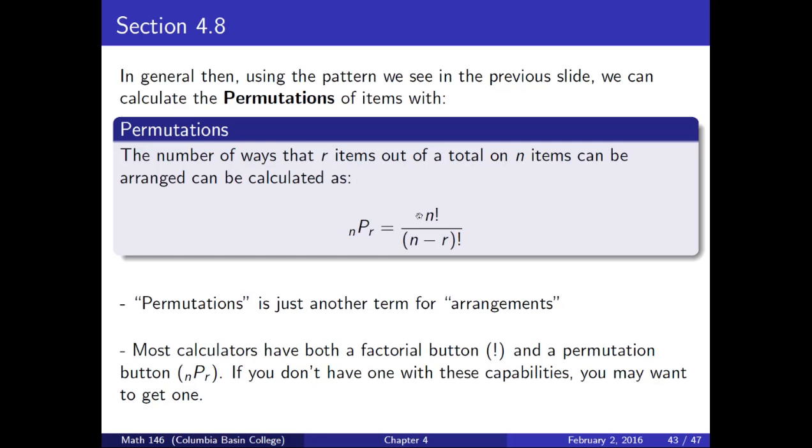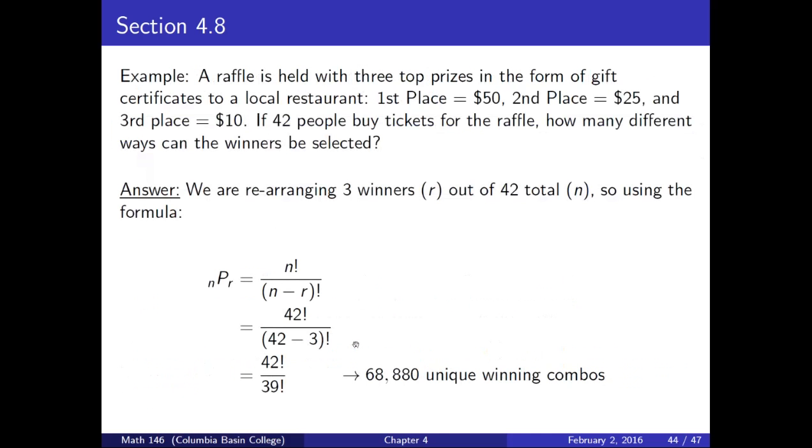You can calculate that by doing n factorial over n minus r factorial. So permutations is just another fancy word we use to say rearrangements or arrangements. Most calculators have both a factorial button and a permutation button. So if you can't find it, you should ask. But if you don't have one, you might want to consider getting a calculator with those permutation functions on there. So let's look at an example.